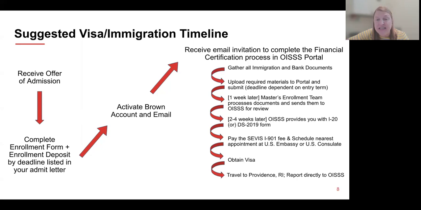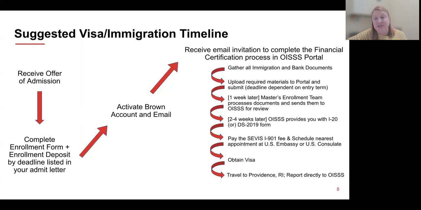So you're uploading everything, then the master's enrollment team is reviewing everything, making sure everything's accurate. From there, OISSS will provide you with the immigration document, the I-20 or the DS 2019 form. Once you receive that and you have your unique SEVIS ID, you will pay the SEVIS fee, the I-901 fee. That is $220 for J1 students and $350 US dollars for F1.